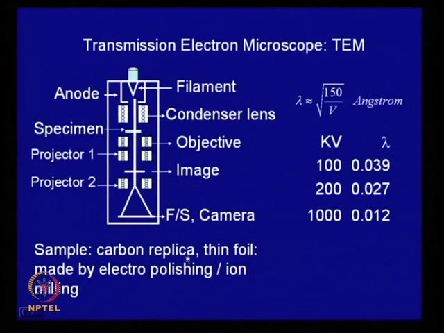But you can get a lot of information. You can make metallic thin foils, and there are two common techniques: electropolishing and ion milling, and it needs a lot of skill and practice to prepare a good thin foil for examination under a transmission electron microscope.